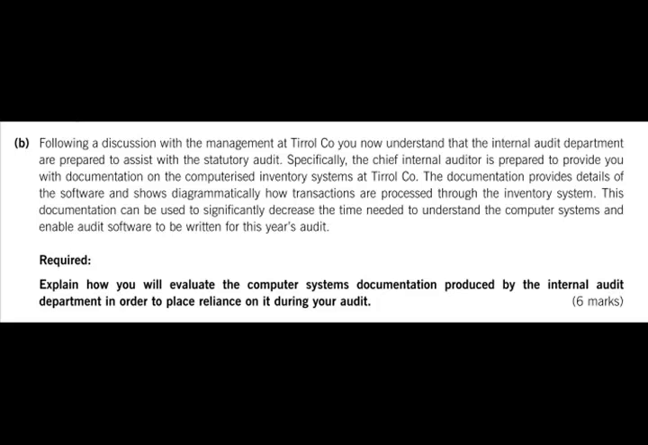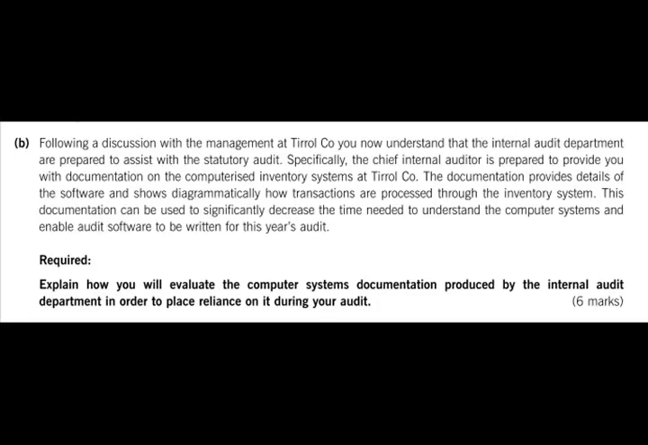Now let's look at part B. You have to be really quite careful here. The requirement is to explain how you will evaluate the computer systems documentation produced by the internal audit department in order to place reliance on it during your audit. This is very specific work that the internal audit department is carrying out, and you have to address your answer towards this very specific question.